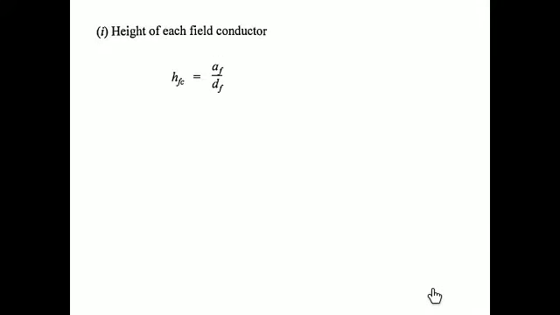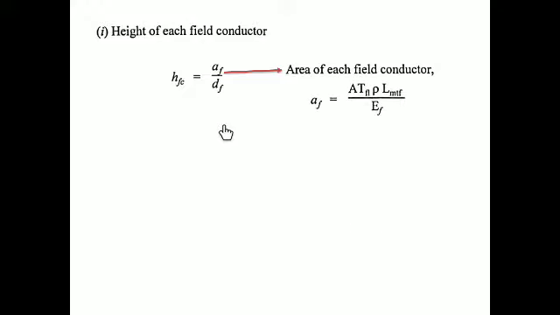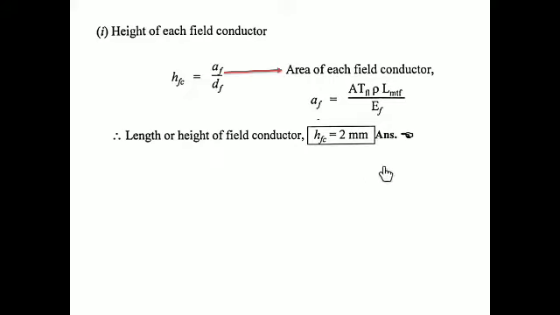For the first one, we're going to solve for the height of the field conductor. This is the formula: HFC is AF divided by DF. Just check the given data. AF is not there, but DF is there, so you need to find the AF. AF is the area of each field conductor. We have a separate formula for that: AF is equal to ATFL times rho times LMTF divided by EF. All the data are there, so don't worry, substitute everything, find the AF, substitute here and find the HFC value. Then the answer should be around 2 mm. So solve and find the content. Go for the next step.